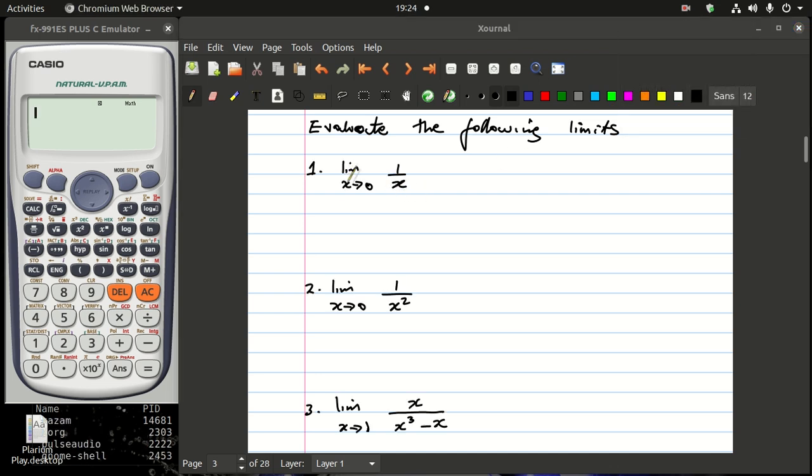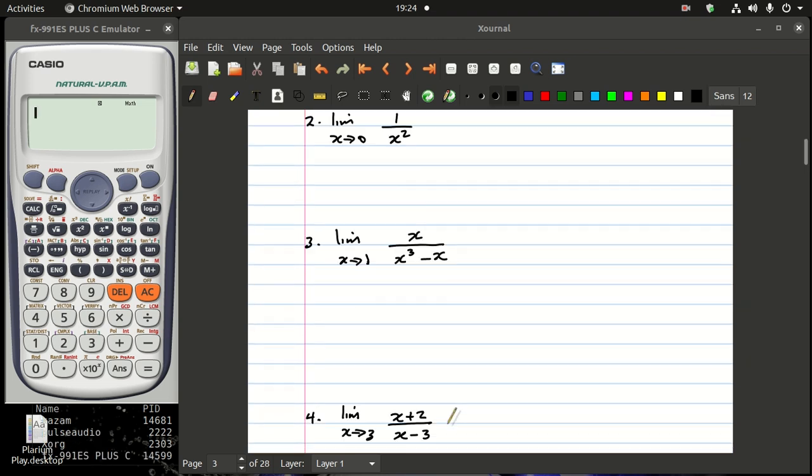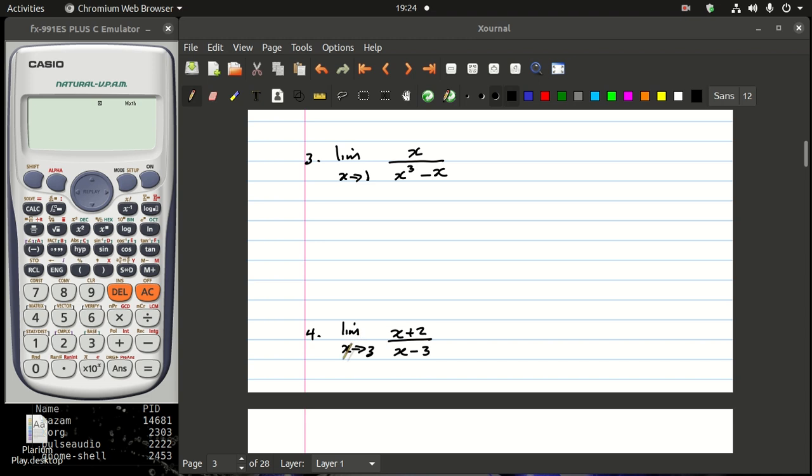First one is find the limit as x approaches 0 of 1 over x. Second one, find the limit as x approaches 0 of 1 over x squared. Third one, find the limit as x approaches 1 of (x minus 1) divided by (x cubed minus x). And then the fourth one, find the limit as x approaches 3 of (x plus 2) divided by (x minus 3).